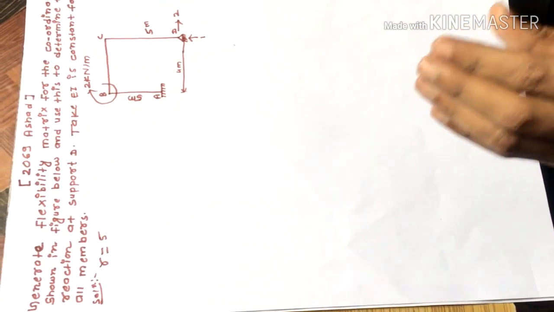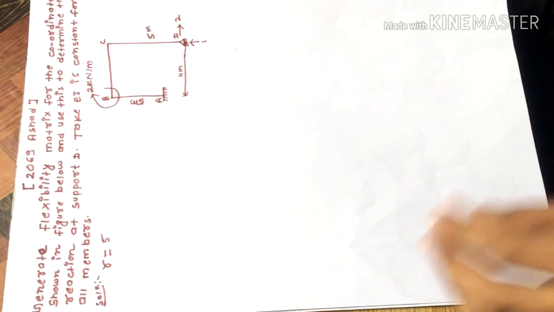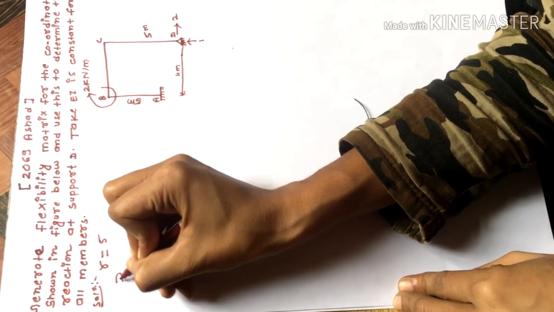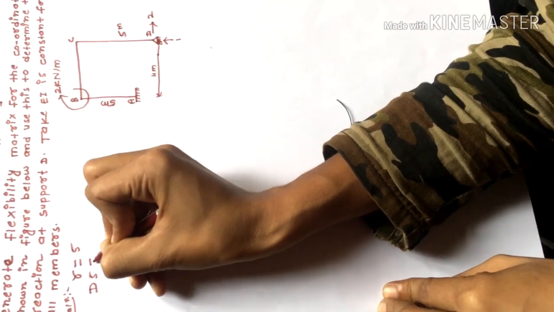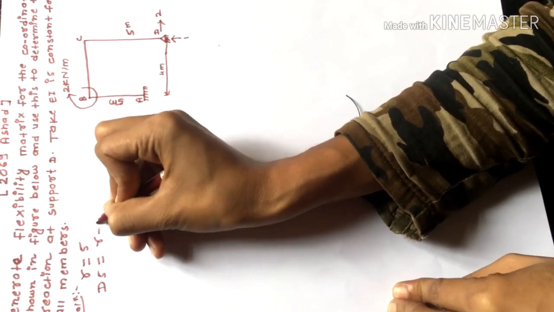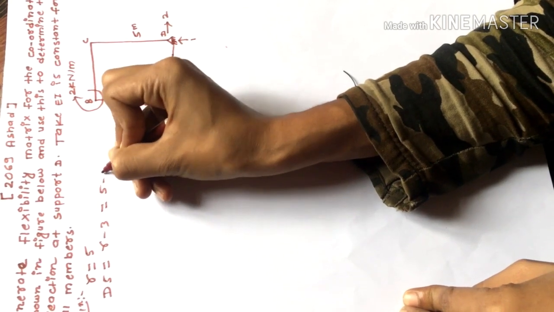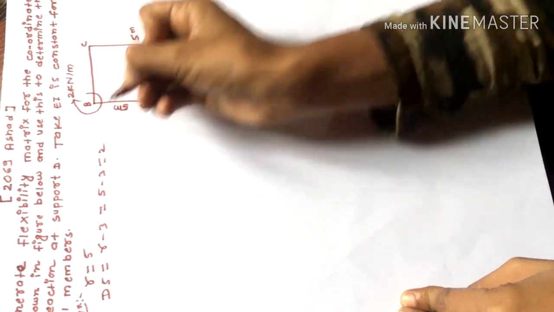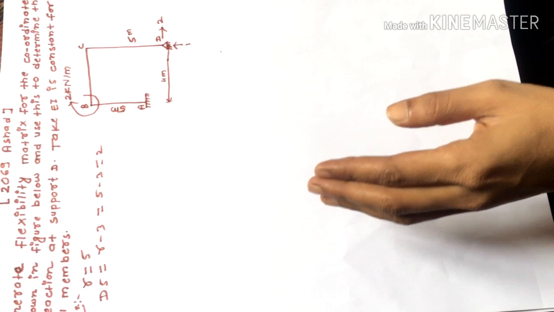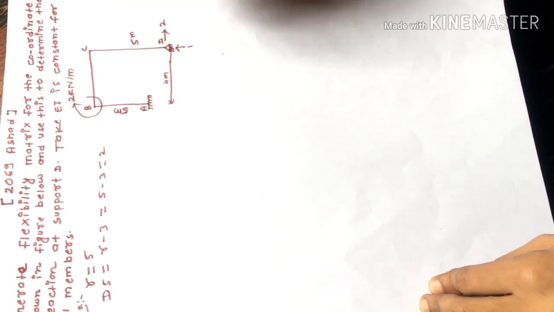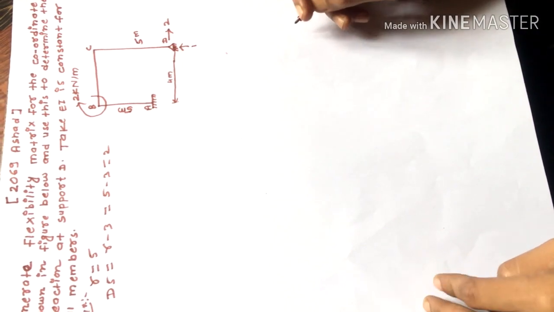Now according to the force method, first we calculate the degree of static indeterminacy, that is Ds is equal to R minus 3. So R minus 3, that is 5 minus 3, is equal to 2. Here the degree of static indeterminacy is 2. It means the given frame is statically indeterminate by degree 2.